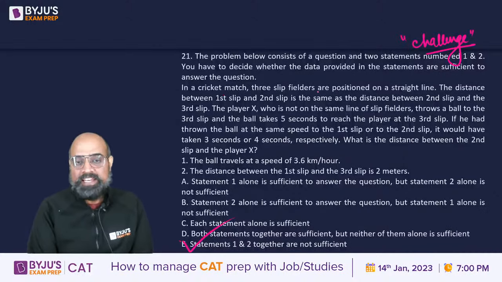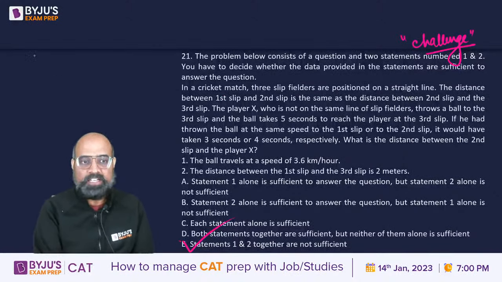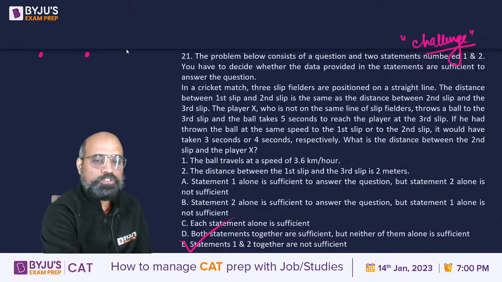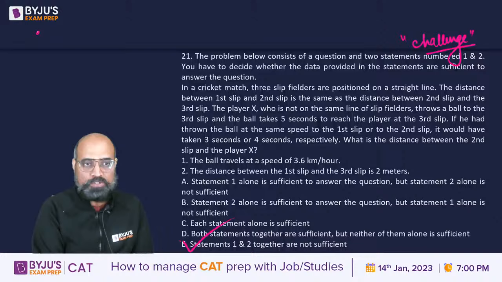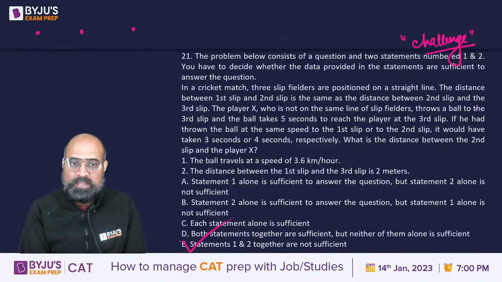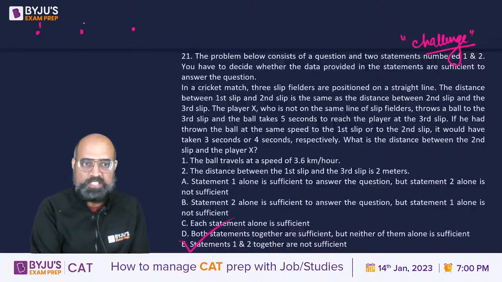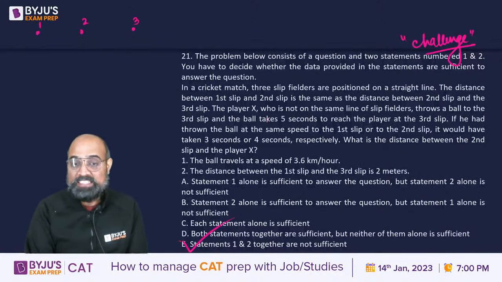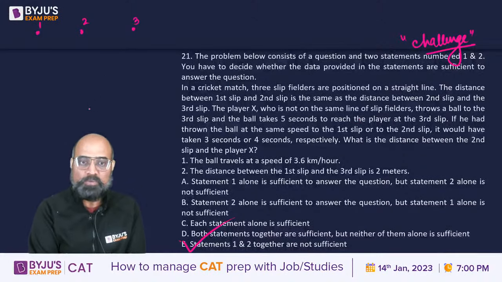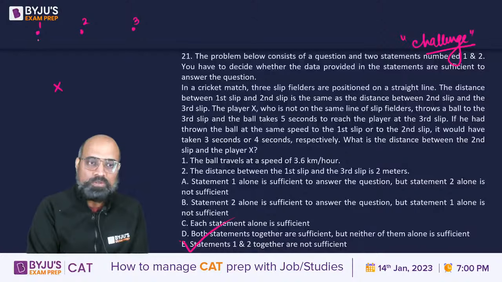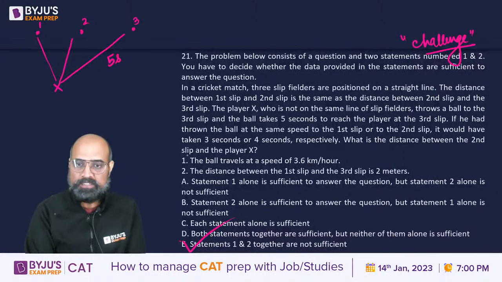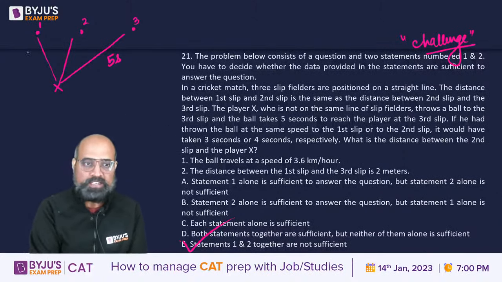Why? So in a cricket match, 3 slip fielders are positioned on a straight line. So these are 3 slip fielders that are positioned on a straight line. थोड़ा और ऊपर draw करता हूँ. So 1, 2, 3. First, second, and third slip. The player X, who is not on the same line of slip fielders, throws a ball to third slip and takes 5 seconds. तो ये इधर से करता है. ये इनको थ्रो कर रहा है. ये 5 seconds लेता है. फर्स्ट एंड सेकेंड में 3 seconds and 4 seconds लेता है.